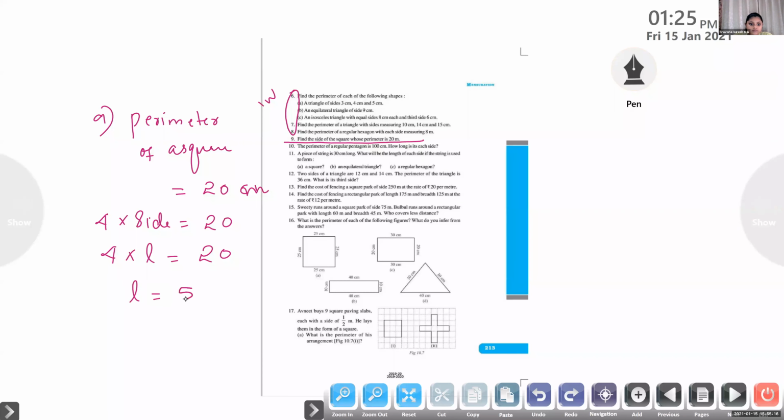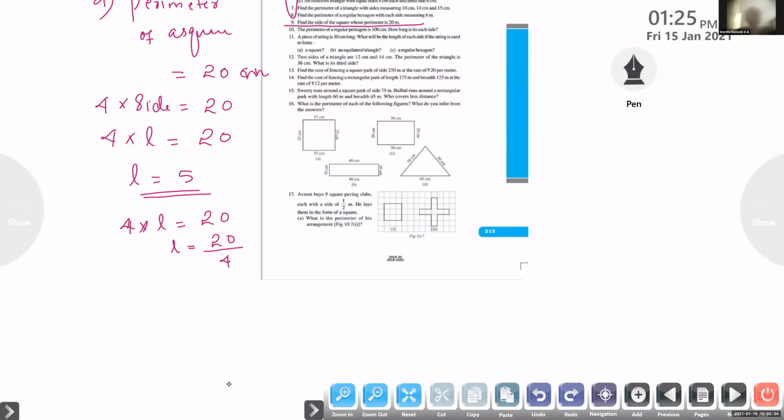The length will be 5. You will get this by doing like this. 4 into length equal to 20. So here, when you find length, this multiplication will come as division. Ma'am, it is like reverse multiplication. Reverse multiplication is clear. So it is 5. This process you will study in 7th standard. It is the chapter simple equation, or balancing an equation.